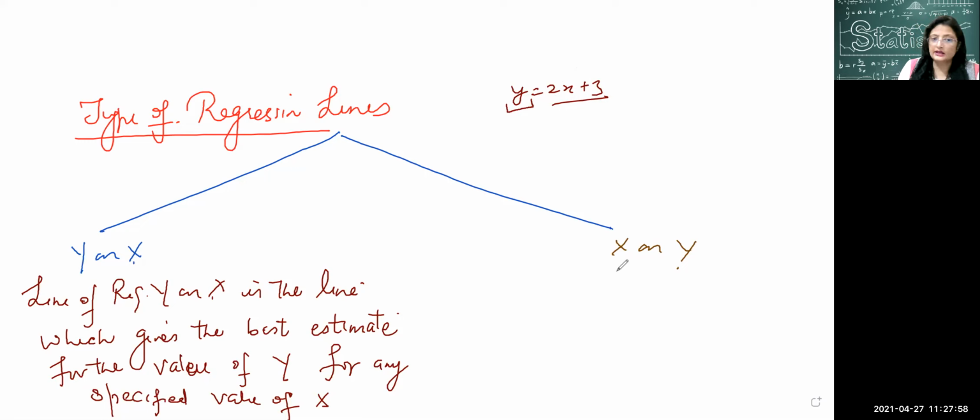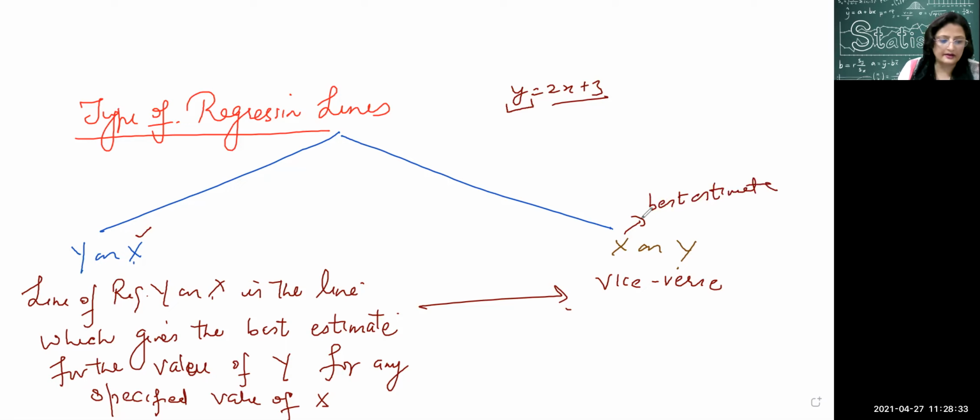Similarly, the same you will repeat: the line of regression x on y is the line which gives the best estimate for the value of x for any specified value of y. It is vice versa, you can write. Okay, you have to change it, wherever you have x it will become y, and wherever there is y you will replace it by x. In y on x, x is independent and y is dependent, and y has to be estimated, the best estimate. In this one, x has to be the best estimate, if x is the dependent variable, right?